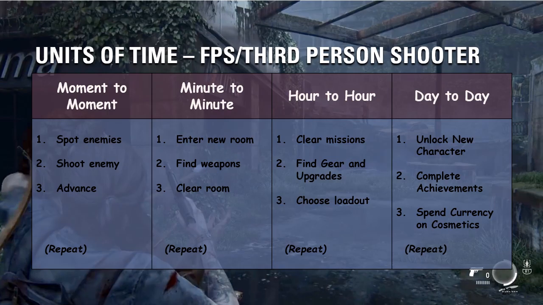And then day to day, as that progression element, you're maybe unlocking things like new characters that you can play as, you might be completing some achievements, and spending currency and cosmetics that you've earned. So you can take this really as far as you want. If you're working on a long tail live service game, then you might even extrapolate this out into the year to year loop if you want. It also can apply to different genres.